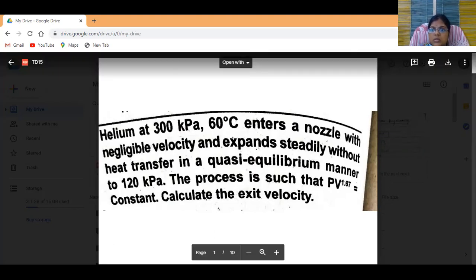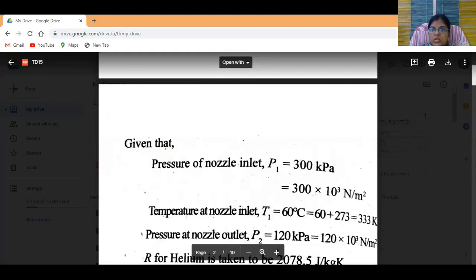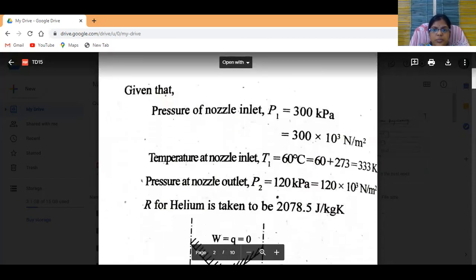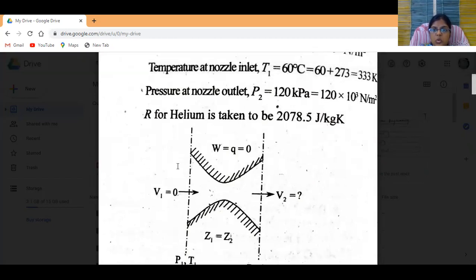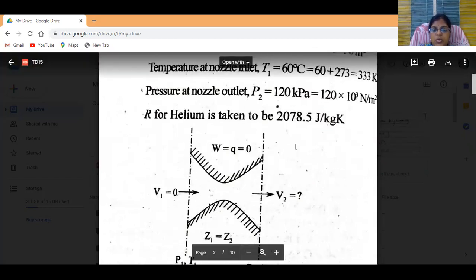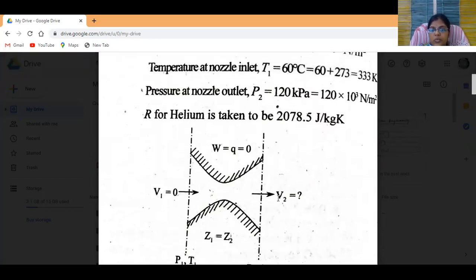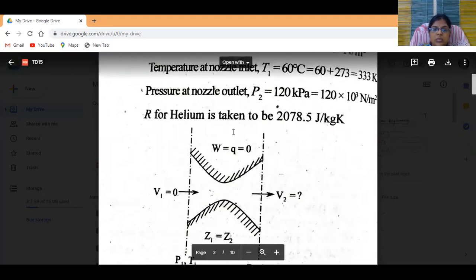Now we are going to solve the problem. So first of all, we take the given data. This is our nozzle. We enter at this point and exit at this point. At the entry point of the nozzle, V1 is equal to 0. At the exit point of the nozzle, we don't know the velocity. In this problem, we are going to find the exit velocity of the nozzle.